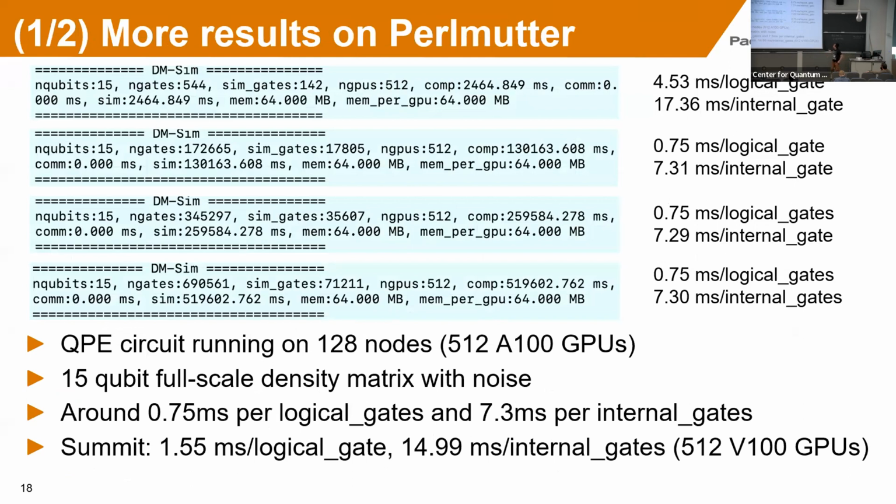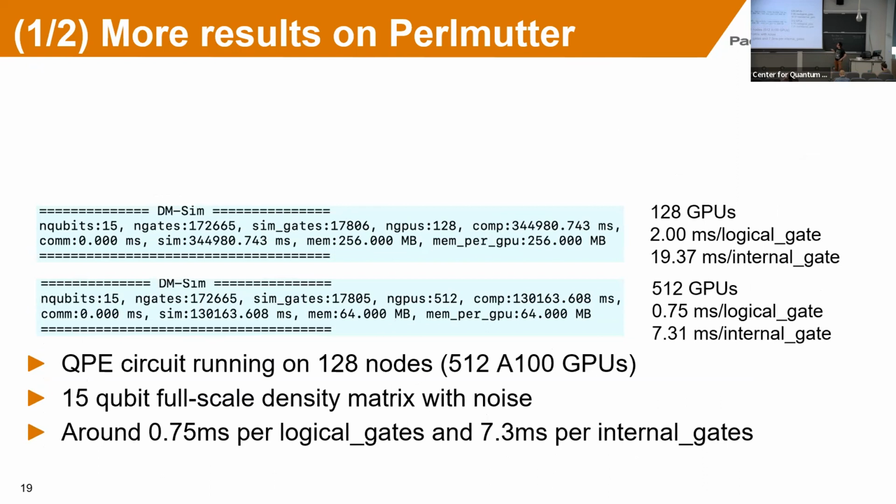Some more results on Perlmutter: we tested a QPE circuit using 128 nodes with 512 A100 GPUs. We used the maximum hours, but still it didn't finish. It has a 15-qubit density matrix simulation with noise. What we observe is around 0.75 milliseconds per logical gate, or 7.3 milliseconds per internal matrix operation. And on Summit, this number is about double.